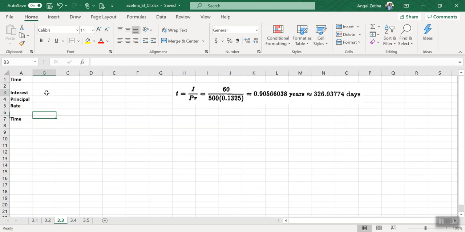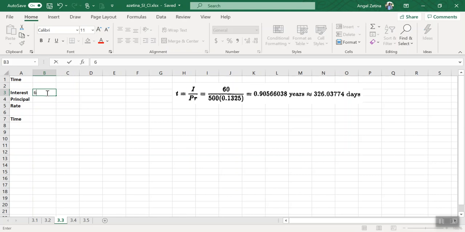Okay, so the interest here in this question, it says how long will it take for $500 to accumulate to at least $560 at 13.14% ordinary simple interest. So in this question, we want to calculate time, so we need to know the interest, which is, since the value accumulates to 560 and the initial investment is 500, the difference will be $60.